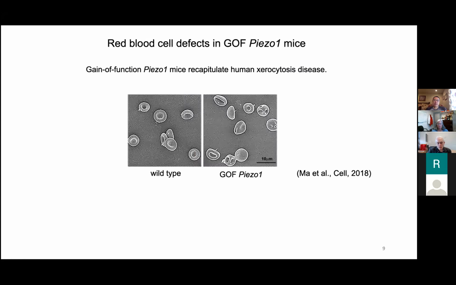To mimic the human disorder, I first created the constitutive gain-of-function mice, which means the gain-of-function piezo-1 allele is induced in every cell type in this animal. I observed that the red blood cells from these gain-of-function animals are dehydrated and have abnormal morphology compared to the wild type. Later on, we showed that when we induce this gain-of-function mutation only in the red blood cells, it fully recapitulates these defects. This suggests that our model can be a good animal model for studying the mechanism of this particular disorder.